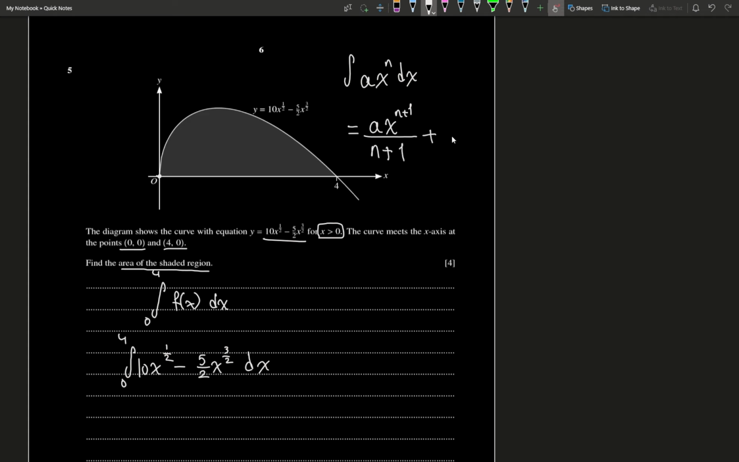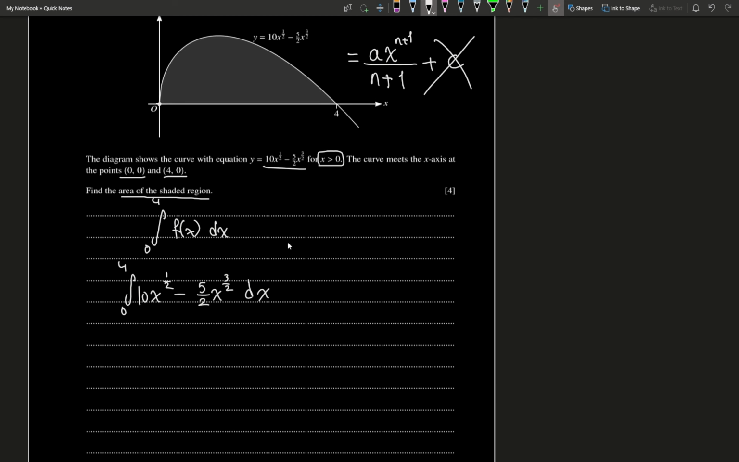Also don't forget your constant of integration. But since we have limits, we have a definite integral, so you do not need your constant of integration, because it will simply cancel out. So the first thing we'll do is add 1 to our exponent, giving us 10 x raised to the power of 1 half plus 1, which is simply 3 over 2. After that, divide this by 3 over 2.